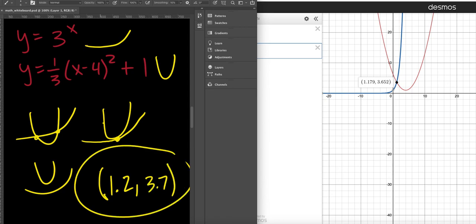Once again, if I plug in this x value right here, and simplify it, the answer will be 3.7. If I plug in 1.2 right here, simplify it, the answer will be 3.7 as well. So that's what it means to be a solution to a system. It also tells you where they cross on the x-axis.